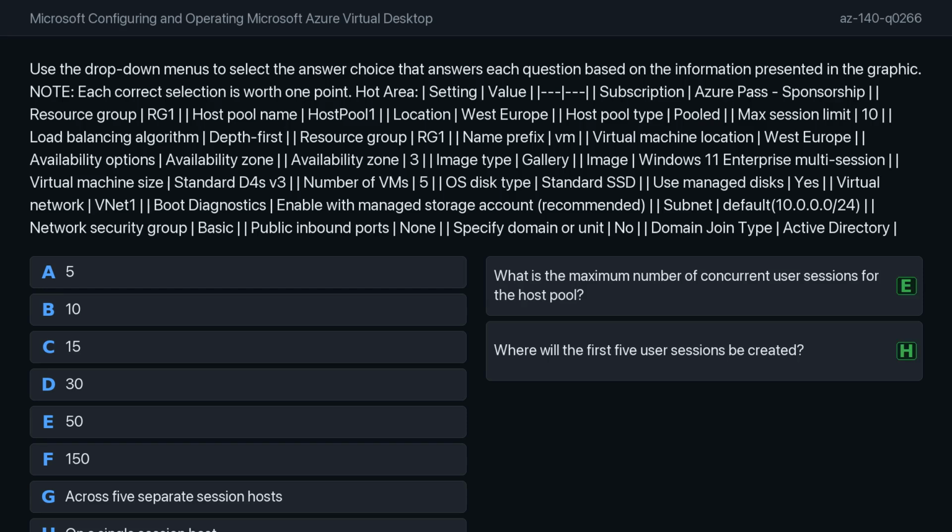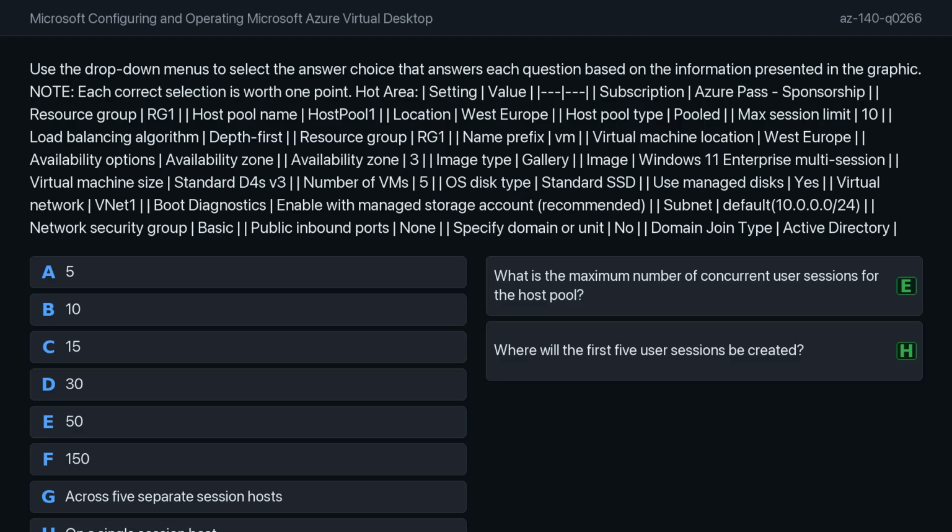In my view, the correct answer for the maximum number of concurrent user sessions is option E, 50, and the answer for where the first 5 sessions will be created is option H, on a single session host. To understand why, let us break down the configuration. We have 5 virtual machines in the host pool and a maximum session limit of 10 per virtual machine. Multiplying 5 VMs by 10 sessions gives a total capacity of 50 concurrent user sessions, which makes option E correct while eliminating the other numerical options.